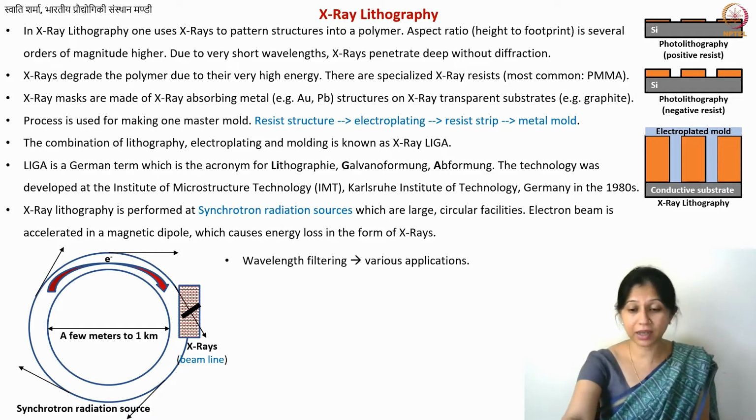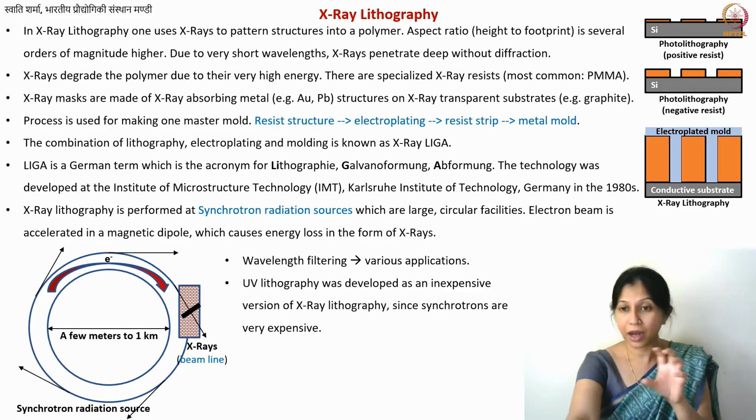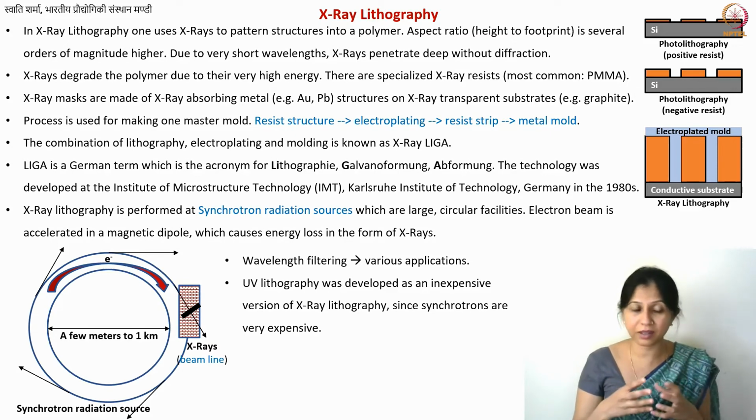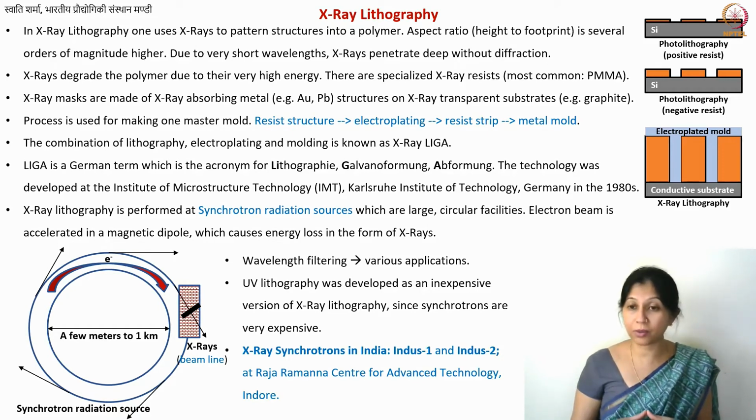Okay, now these synchrotron radiations, this is a very basic schematic again, they have various other parts, and these radiation sources are also used for a lot of particle physics experiments and laser physics experiments and so on. But they are also used for X-ray lithography. Okay, and in case you're interested in doing research in X-ray lithography or anything related to synchrotrons, there are two synchrotron facilities in India known as Indus 1 and Indus 2. They're in Indore at the Raja Ramanna Center for Advanced Technology.